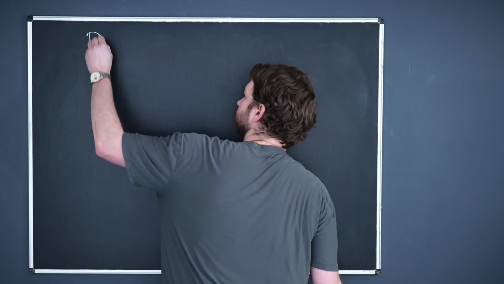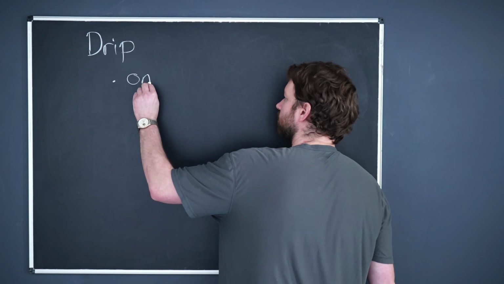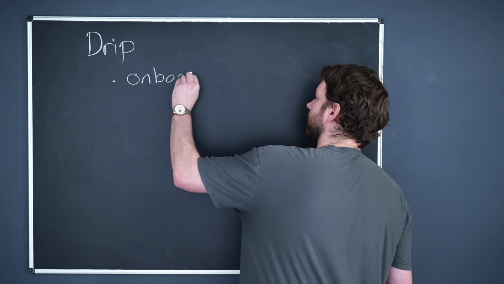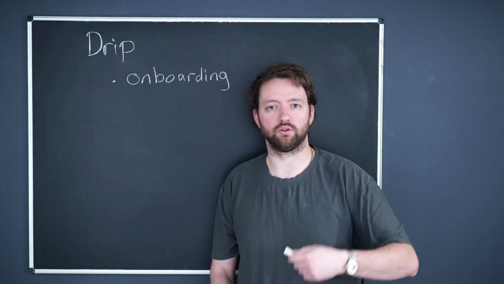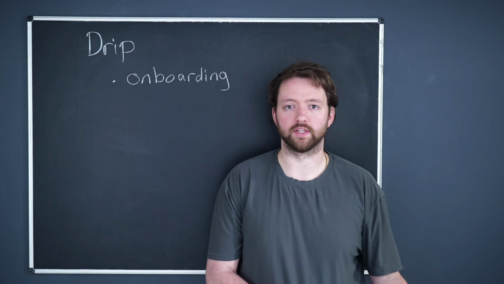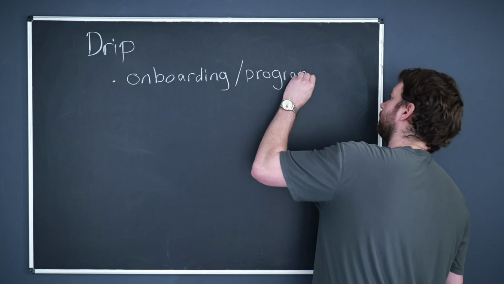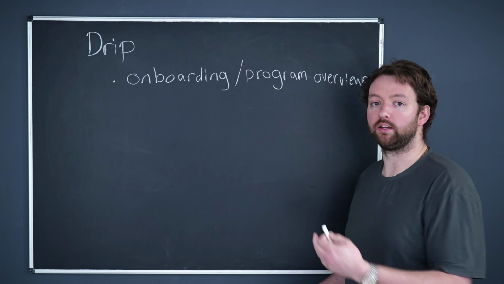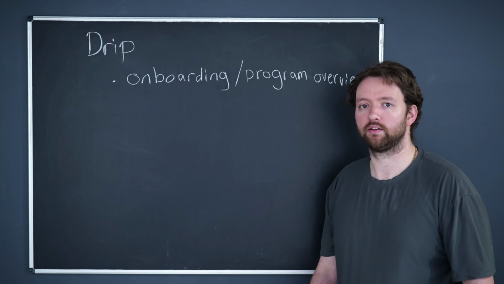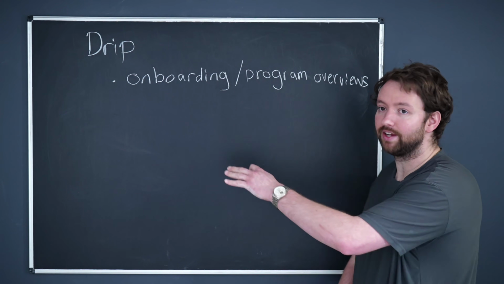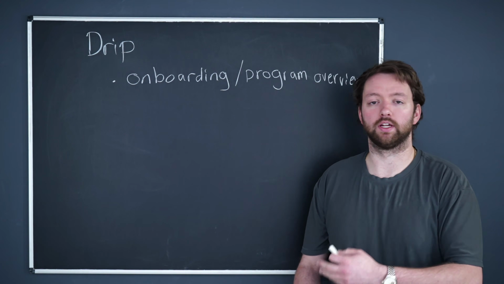So let's first talk about drip sequences. Some common use cases would be onboarding. If you've ever signed up for some product or some software or program, they may send you a couple of emails to talk about how to use it. So we'll do onboarding or program overviews. This is a great way to give people the most likely chance to succeed with your product when they buy. You're giving them resources and you're engaging them so that they come back to the product, continue to use it, and know how to use it.